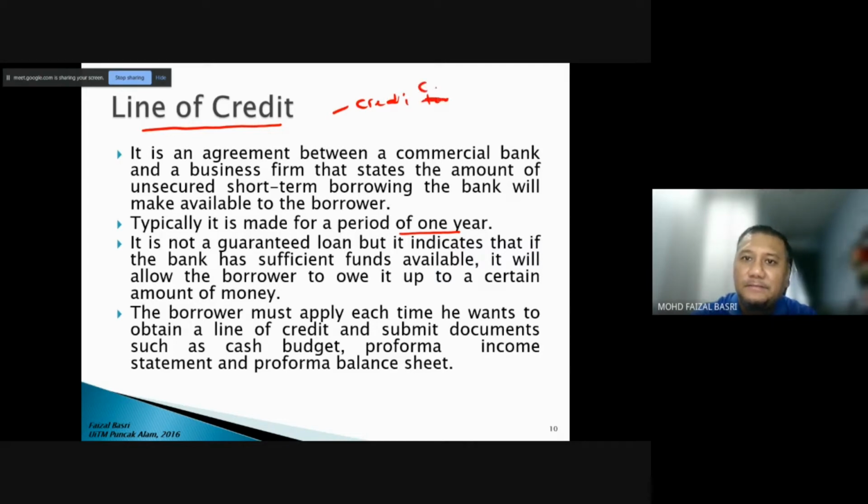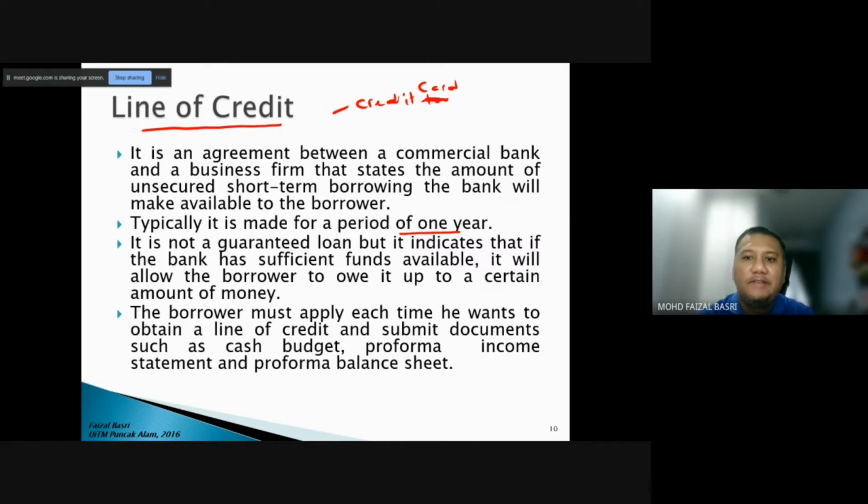Credit card. Okay, credit card is one example of a line of credit, whereby you are given a credit line. Say 10,000 ringgit as your limit, and you can spend that 10,000 ringgit. But for credit cards, they don't expire within 1 year. For a line of credit, for example, before the expiry, you can use that amount.